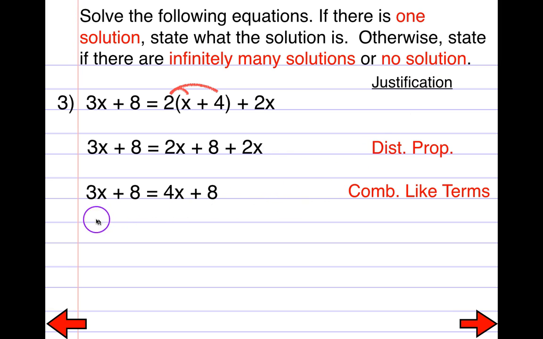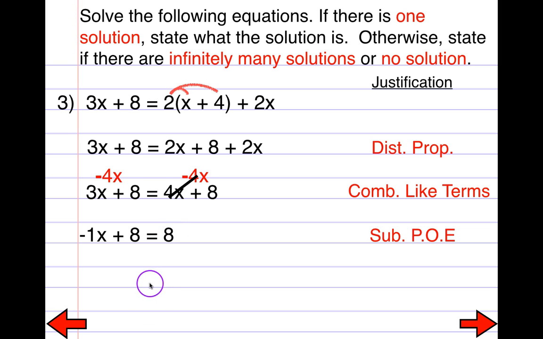Okay, so let's go ahead and try and figure this out. Well, since I have variables on both sides, I'm going to go ahead and move it over to the left by subtracting 4x from both sides. I'm going to be left with negative x plus 8 equals 8. And I got to this equation by using the subtraction property of equality.